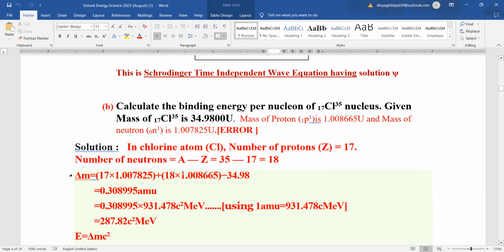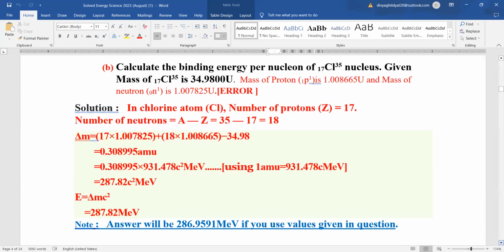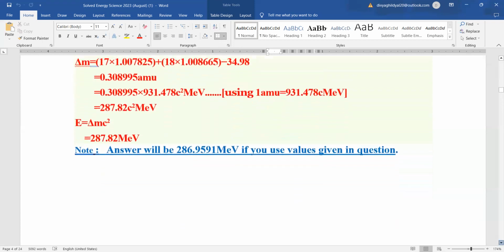So binding energy, simple: the number of protons is 17, the number of neutrons becomes mass number minus 17, that is equal to 18, and delta M is 17 times this much plus 18 times this much minus 34.98, which has been given. One atomic mass unit is equal to 931.478 MeV per c square, and energy according to Einstein's principle is delta m c square. You get the answer. But if you use these values, there is going to be a very minor difference, and it will come around as 286.95 million electron volt if you use what has been given in the question.